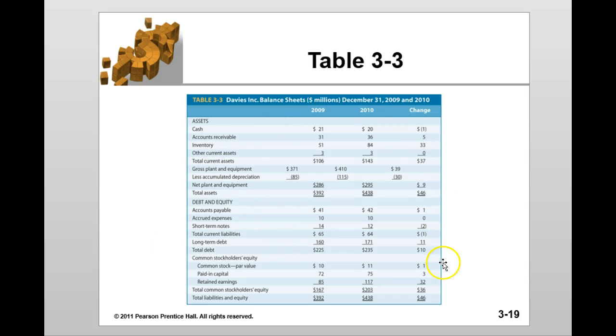Again, here's a look at a comparison income statement, 2009, 10, and then the change, so that you can see any changes between the two.